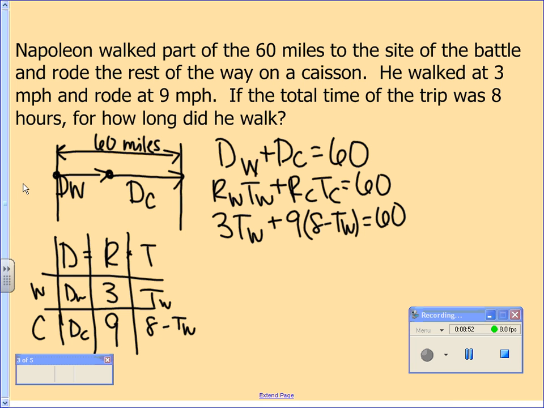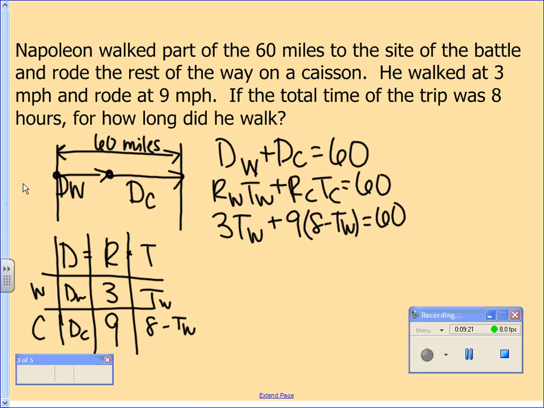So the distance that he walked is the rate that he walked times the time that he walked, plus the distance that he rode, the rate that he rode times the time that he rode. And we know that all of that equals 60. And then we just plugged in what each of those mean. He walked at 3 miles per hour and he rode at 9 miles per hour. And then we just filled in what we knew about the times. Does that make sense?